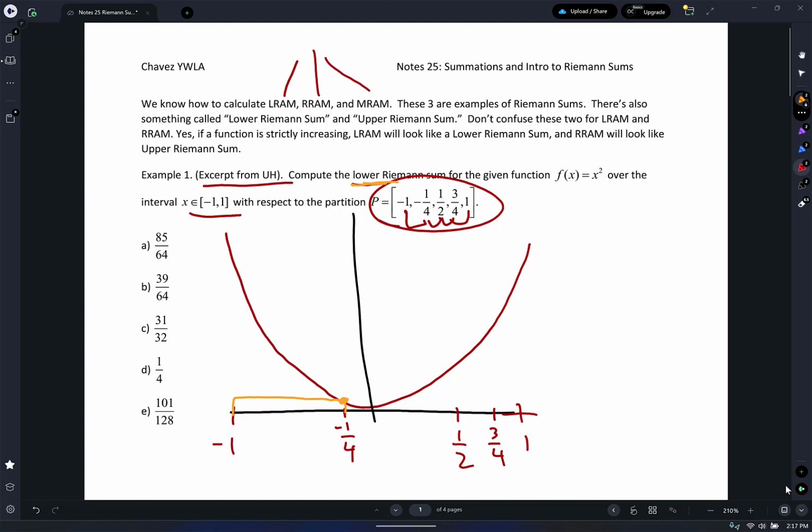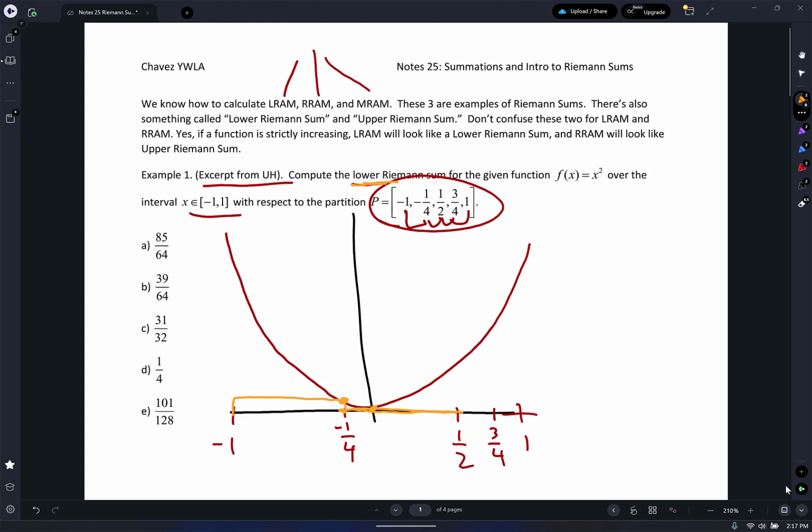But the whole interval is -1 to 1. Between -1/4 and a half, check it out, Wilson: what x value do I have the smallest y value? At 0, perfect. So between -1/4 and a half, you don't have a rectangle. See the difference between the left Riemann sum and the lower Riemann sum?